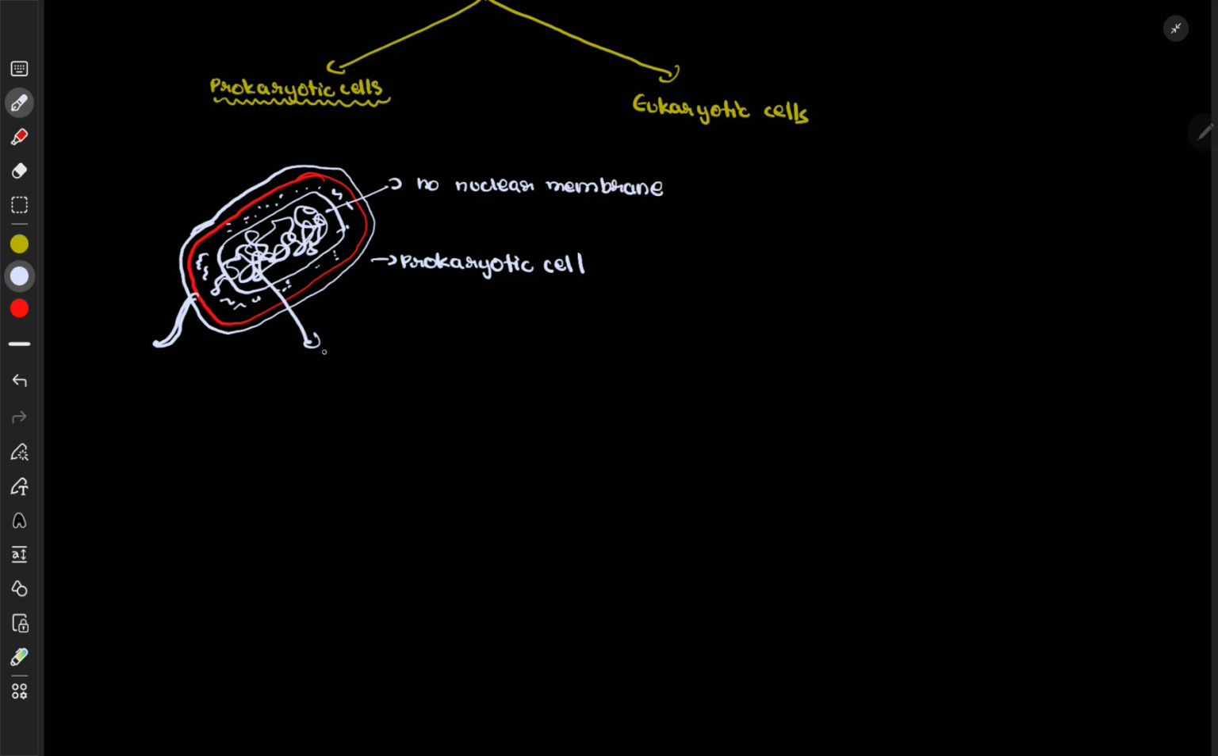Now all of this DNA, or basically a few strands of chromatin, lies freely coiled out into the cytoplasmic region. So all of this is in the cytoplasmic region. Then the only organelle that you could find are ribosomes. I'll explain what all of these terms are later.